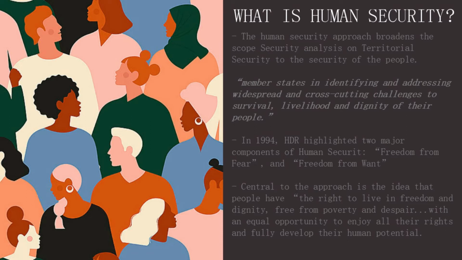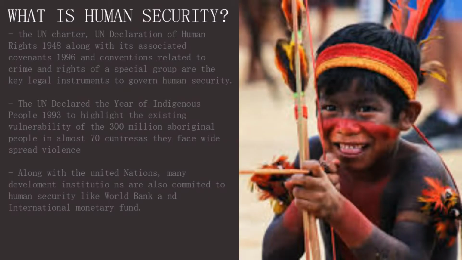Central to the approach is the idea that people have the right to live in freedom and dignity, free from poverty and despair, with an equal opportunity to enjoy all their rights and fully develop their human potential. The United Nations Charter and the Universal Declaration of Human Rights of 1948, along with its associated covenants of 1966 and conventions related to crime and rights of special groups, are the key legal instruments to govern human security.